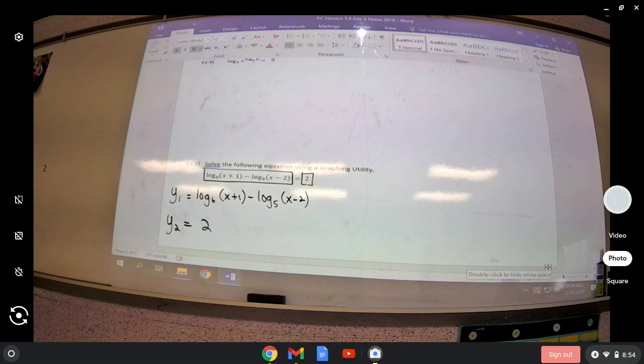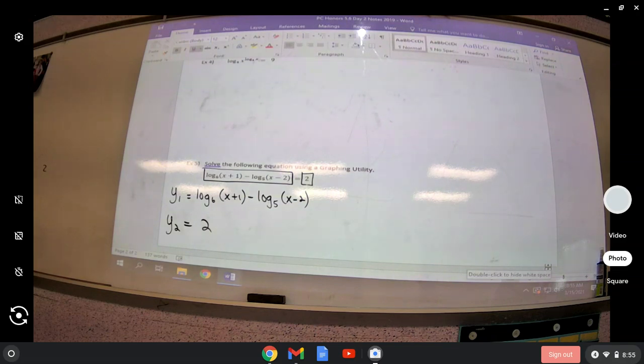Right. And then minus, and then you go back to that math button, get log base again. So log base 6 of x plus 1 minus, go back to the math, get the log base, 5 of x minus 2. And then you just hit enter and sort, and then y equals 2, okay?